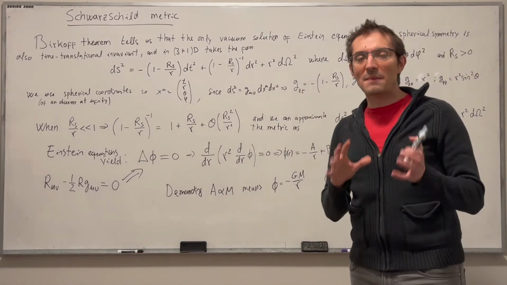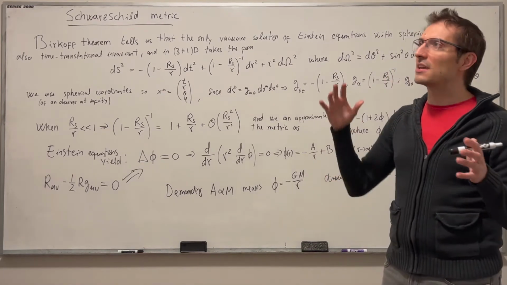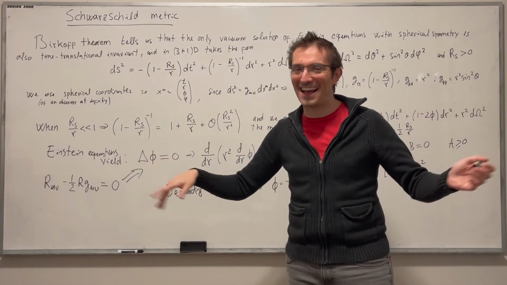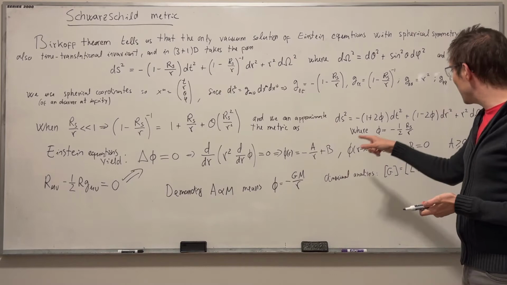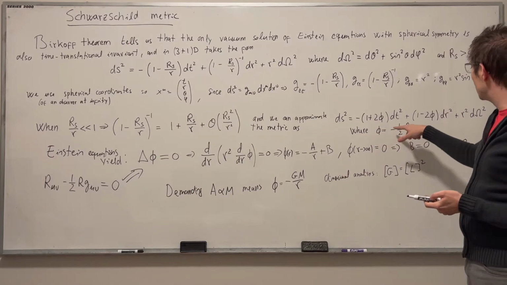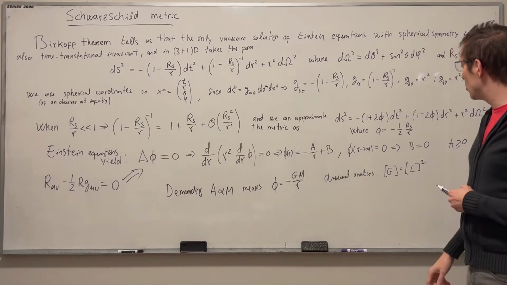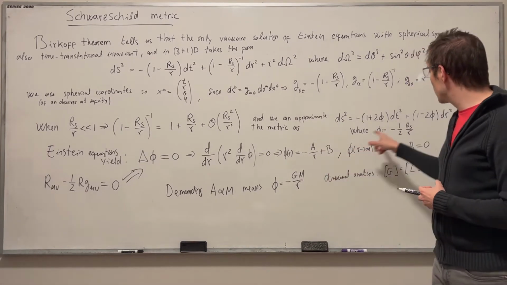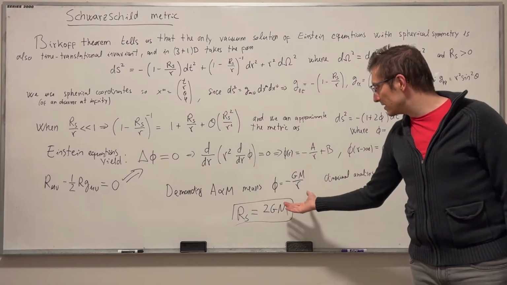So if we do this matching, again, this is a matching we're doing. This is not from first principles. This is from saying Newtonian gravity has to work in the weak field approximation when we're far away from the source. Then we find that phi, where is phi defined here? That is minus 1 over 2 rs over r is equal to minus GM over r. And then if we equate these two expressions, we obtain an expression for the Schwarzschild radius. The Schwarzschild radius is 2GM.